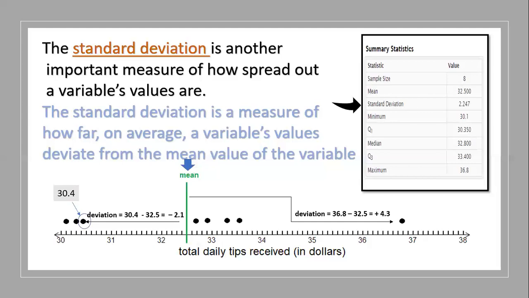Now, how can we use those deviations to come up with a measure of how far on average the values are away from the mean? Let's take a closer look at how this is done to explain where we get that number of 2.247 for the standard deviation.